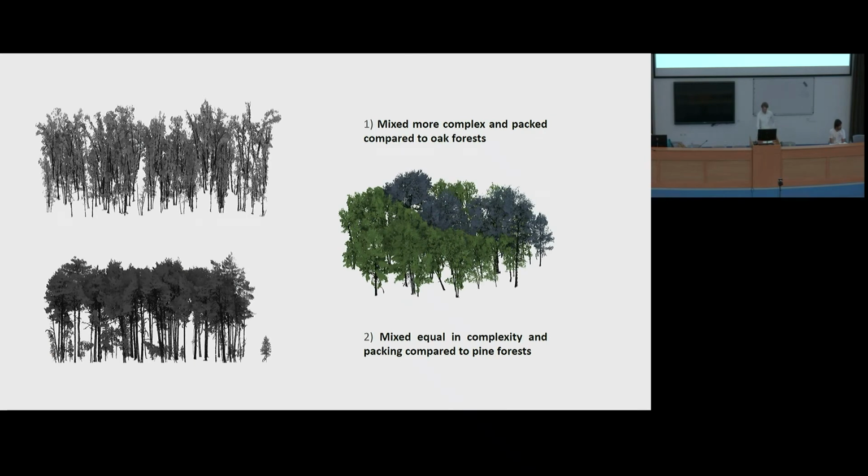But once we'd accounted for that height effect, we did mixed effects models to look at this, and with diversity included in that model, pines were equal to the mixed forest, but mixed forests were more complex and filled space more efficiently than the oak-only stands. So we're looking at the genus level the whole time here.